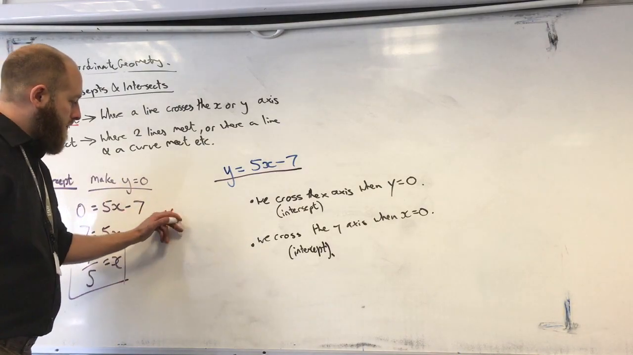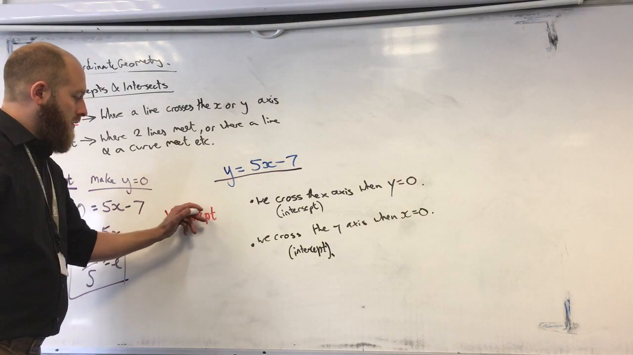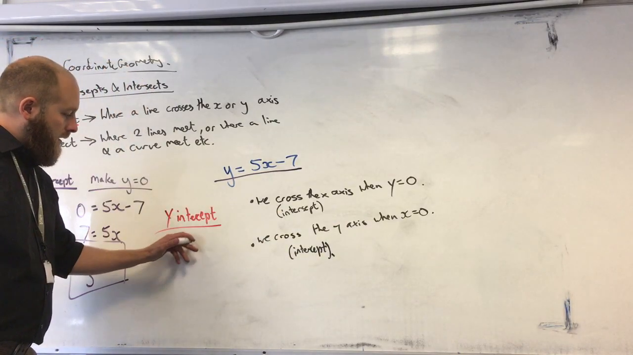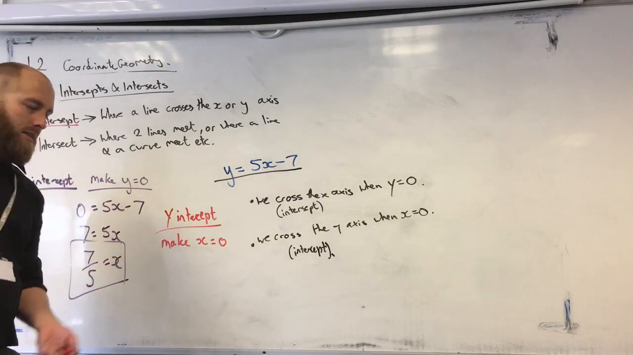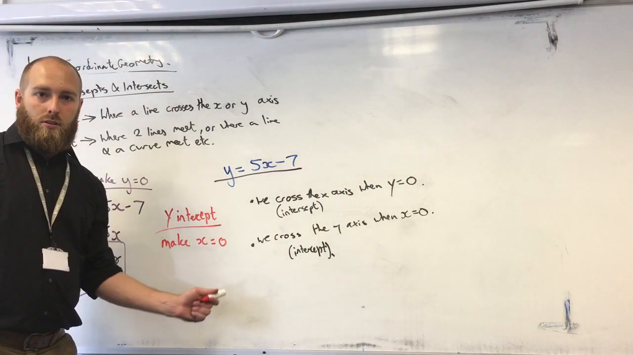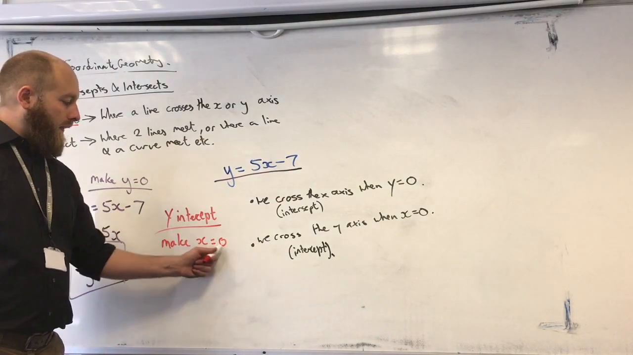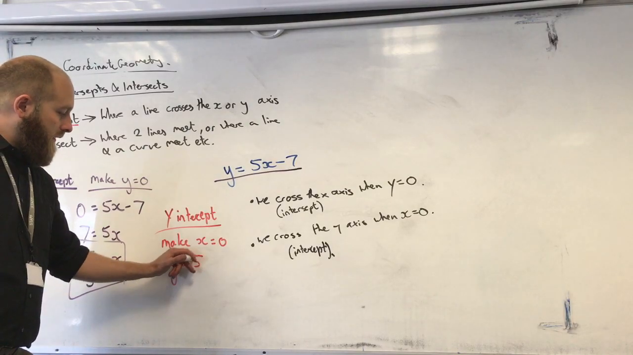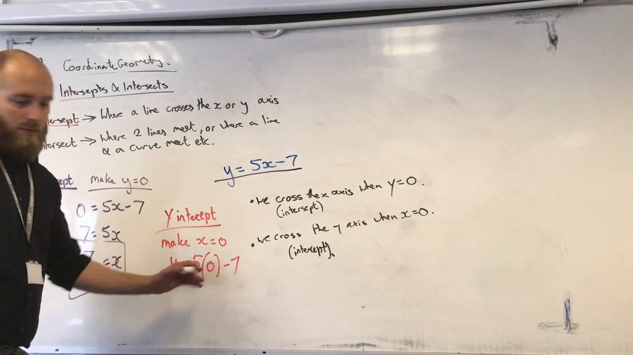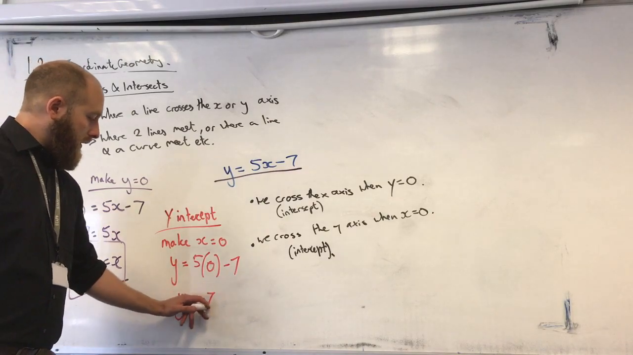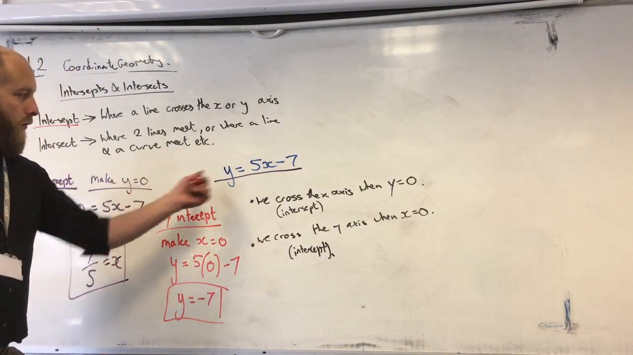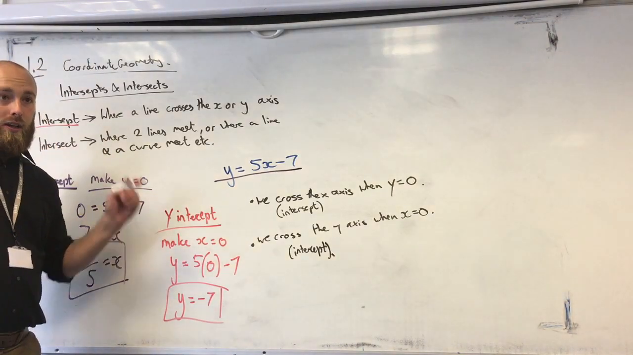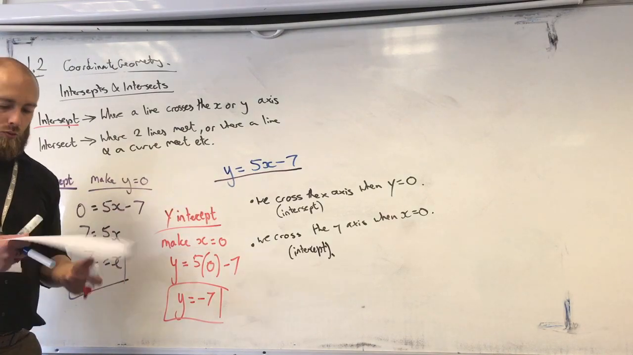Y-intercept, well, we know when we cross the y-axis, x is 0, so we're going to make x equals 0. So what we're doing in all these cases, we're saying, well, we know x is 0 when it crosses, therefore what is the y value when that's true? So if we put x equals 0 into this equation, we get y equals 5 times 0 minus 7. 5 times 0 is 0, so you get y equals minus 7. So I know for this line, the x-intercept is 7/5, the y-intercept is minus 7, and I can sketch that now quickly, and you can see that that's all true.